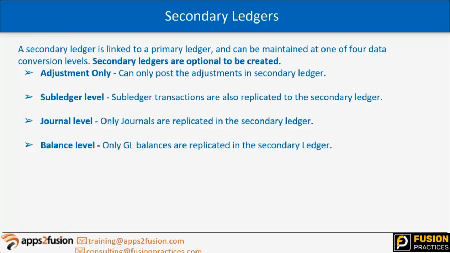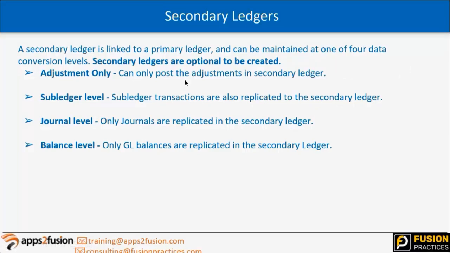Okay, so now when we create a secondary ledger, it can be of 4 types: adjustment only level, subledger level, journal level, and balance level. If you want only the balances to be transferred to the secondary ledger, you can create it at the balance level. If you want all the GL journals to be transferred, you can create it at the journal level. If you want all your subledger transactions to be transferred, whether external or internal subledger data, you can select that, and the subledger transactions also get replicated to your secondary ledgers. And if you just want to pass only adjustments, you can create an adjustment only secondary ledger.